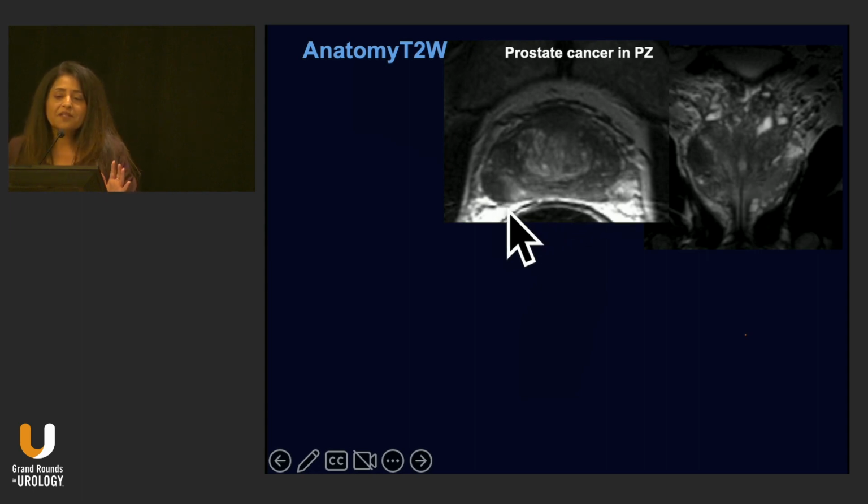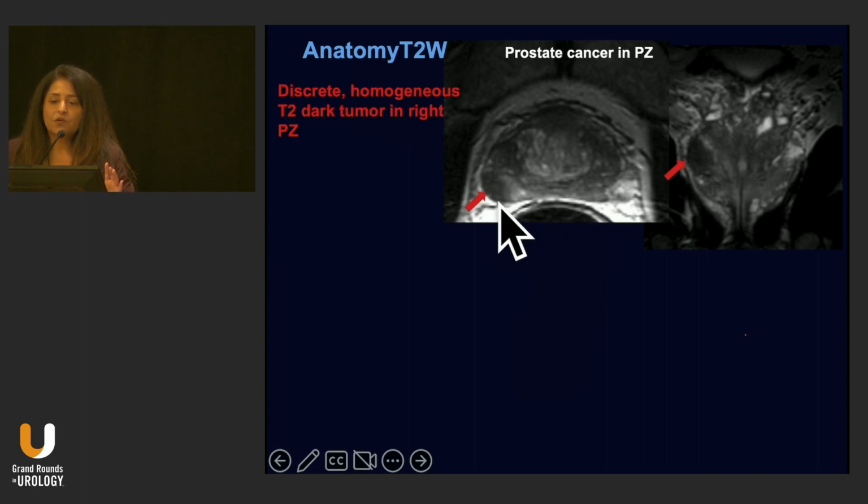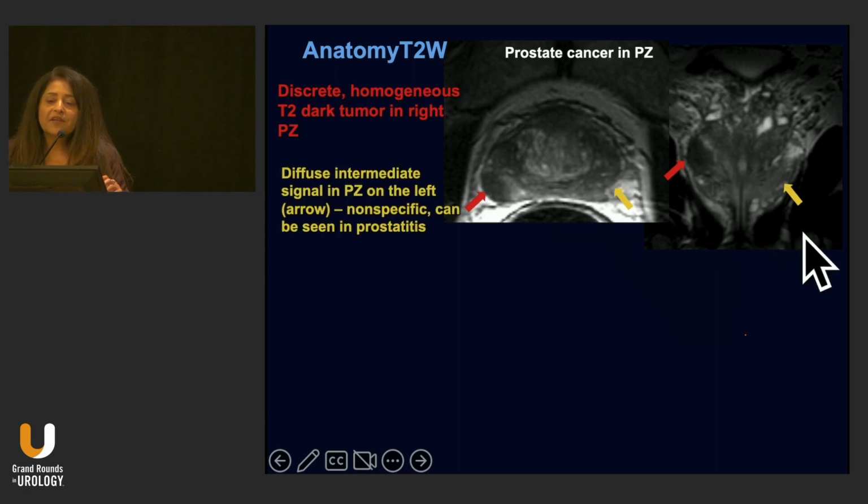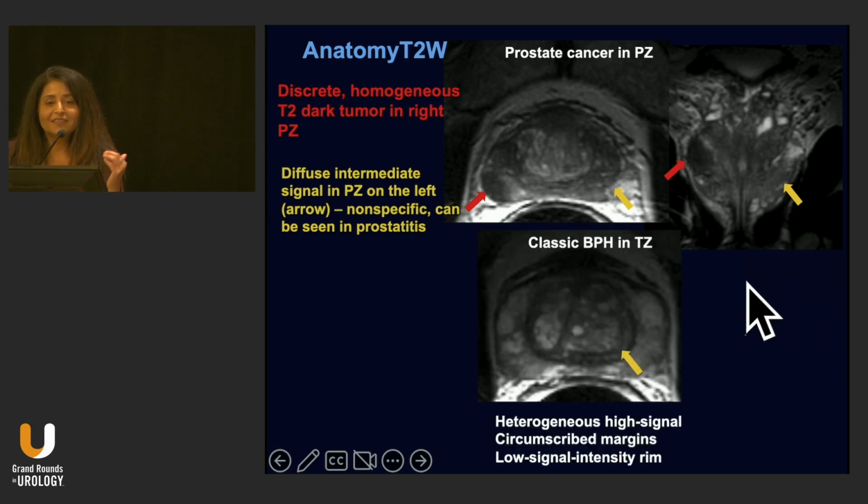So on anatomy, T2 weighted images, here's the axial and coronal. A mass is very easy. Peripheral zone, you can look across the room, no problem. Any kid will say this is a big mass in the peripheral zone, cancer. The problem is this area. When you see on the left side, it's intermediate signal in peripheral zone on the left, and it's nonspecific. It can be seen in prostatitis. Some cancers can also do that. So that is the issue.